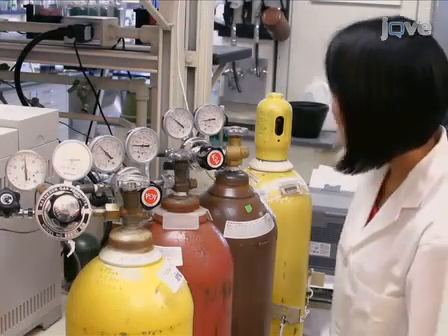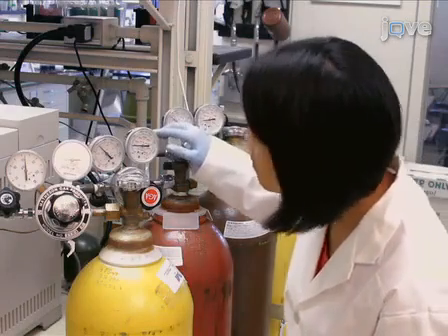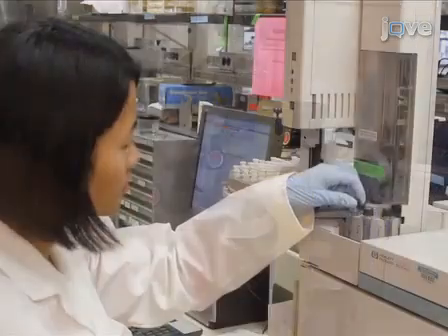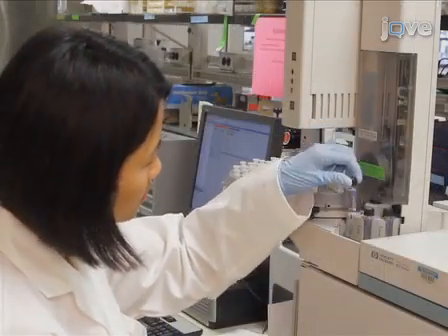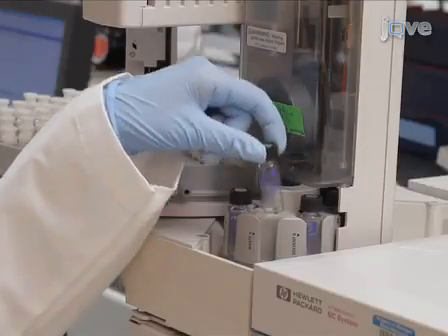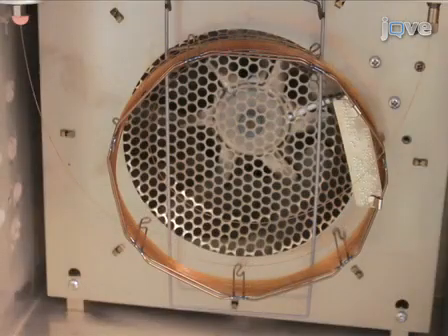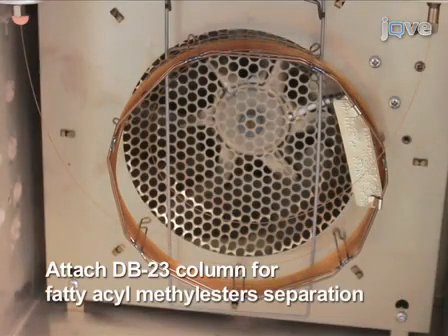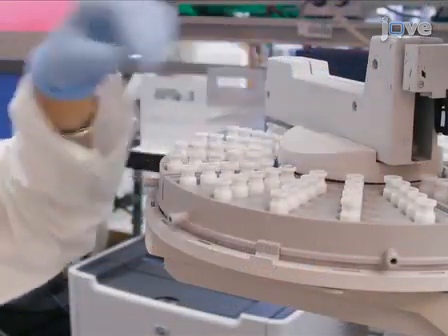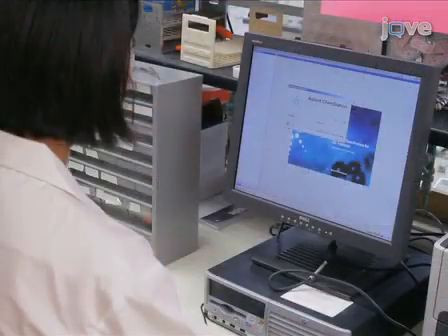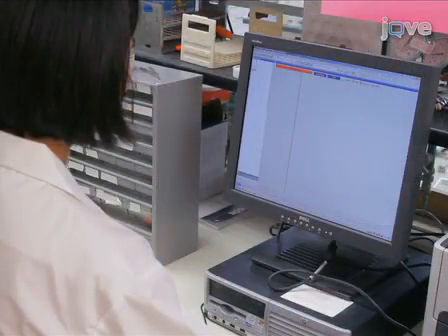Before beginning GLC, ensure that the helium, hydrogen and air bottles are filled. Sufficient hexane must be added to the solvent reservoir and the waste container must be empty. For fatty acyl methyl ester separation, attach a DB23 column to the machine. Place the vials into the autosampler. Start the ChemStation software for GLC on the system computer.